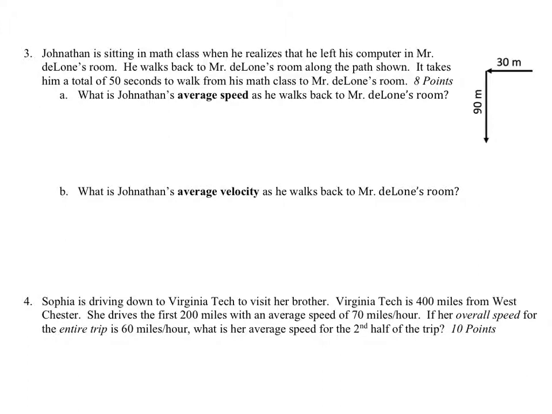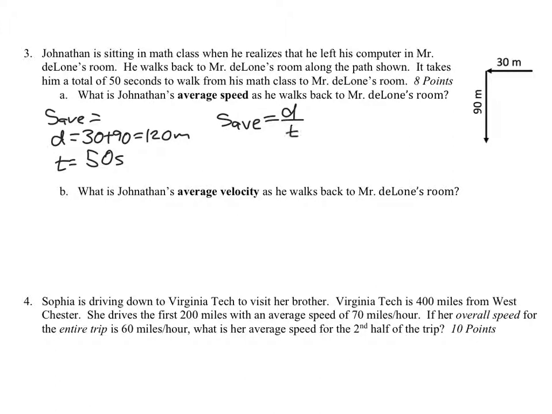So with average speed, I'm going to go ahead and set up the following things, thinking about speed, distance, and time. I know my distance is going to be 30 plus 90, or 120 meters. The time it takes to walk that distance is 50 seconds. So I can say that my average speed is distance over time.